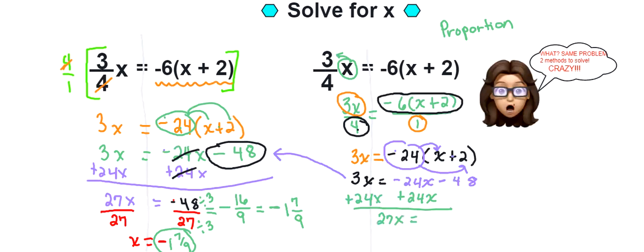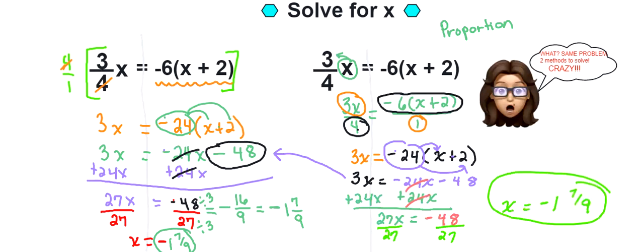The ones on the right, you got a positive and a negative. They're going to cancel each other out, and you got -48. So now I got 27 times x equals -48. And how do we solve that? They're timesing, so we're going to divide. And when we do that, x is -1 7/9. And we're done. Same answer.